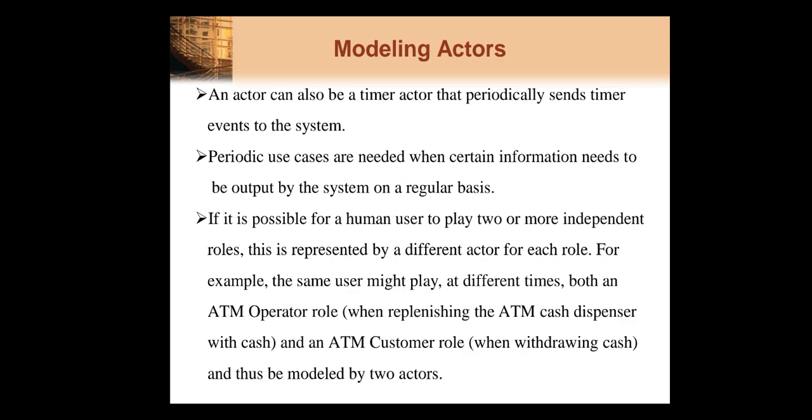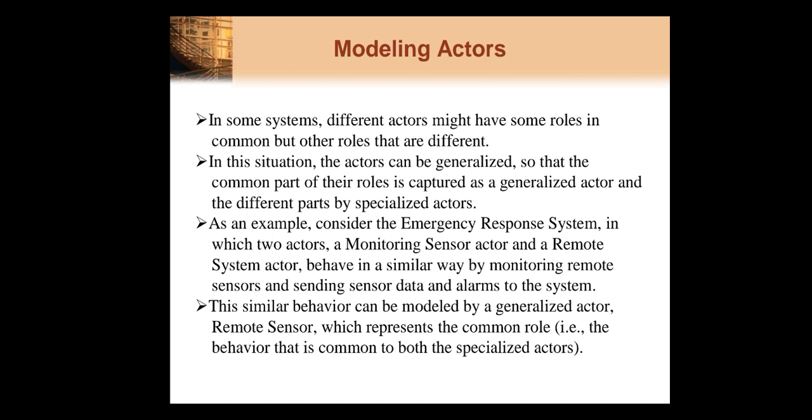Now, three types of actor. I think this idea is clear to you: who is a human actor, who is an external system working as an actor, and how IO devices work as an actor. Now there are two types of actor: primary actor and secondary actor. The actor can also be a timer actor, which periodically sends timer events to the system. That is an IO device. We can say different IO devices can also play the role of an actor.